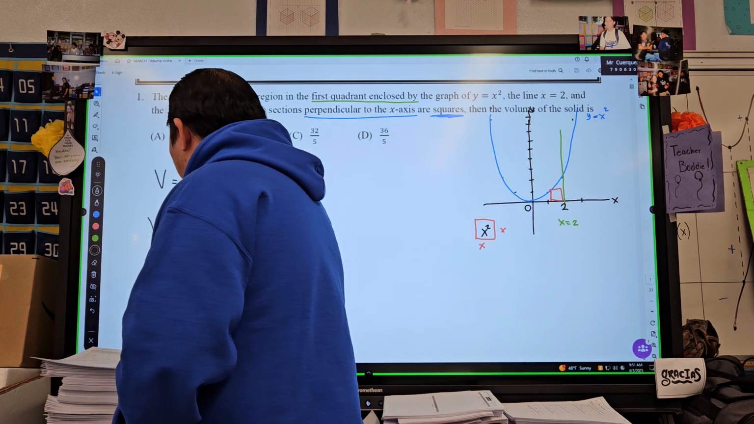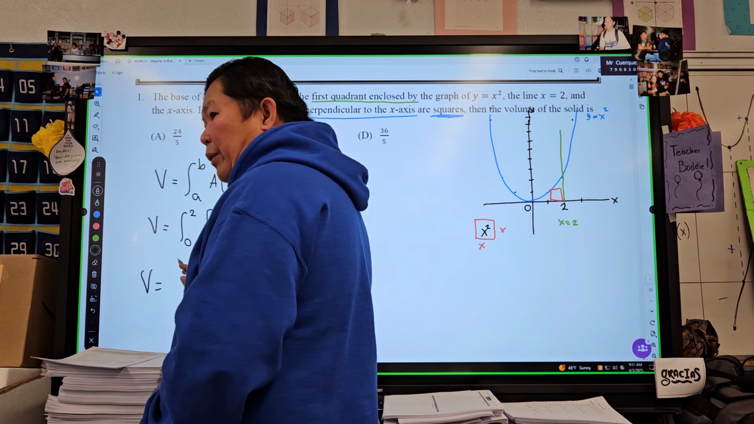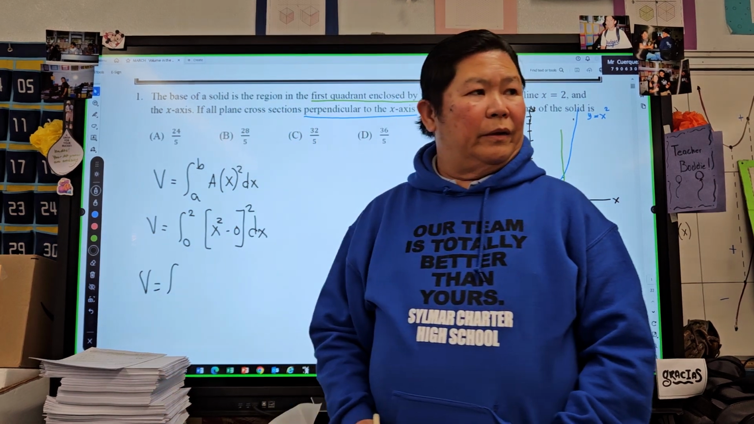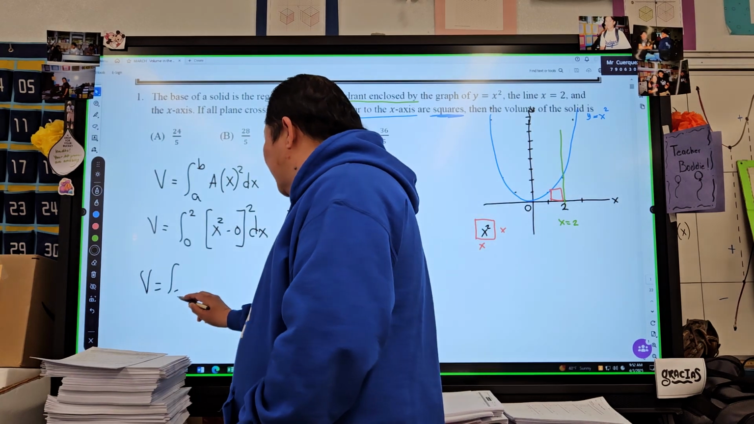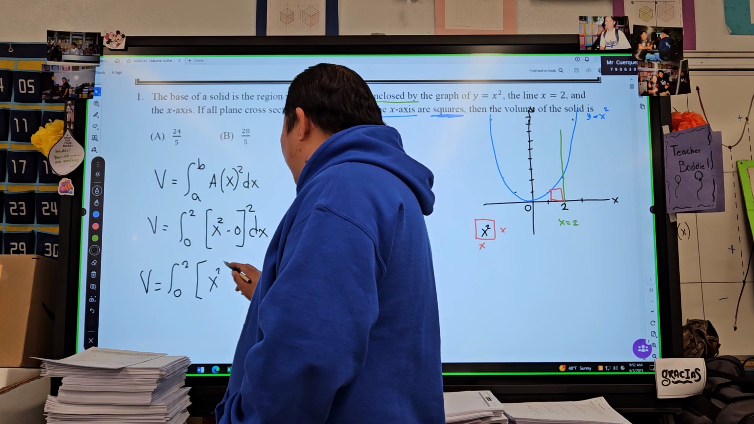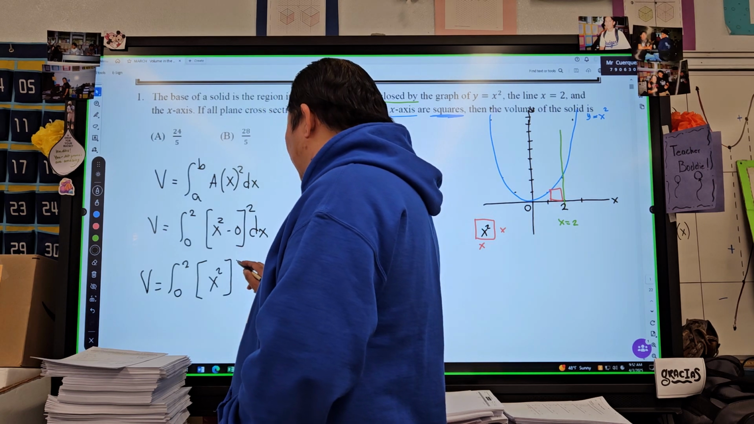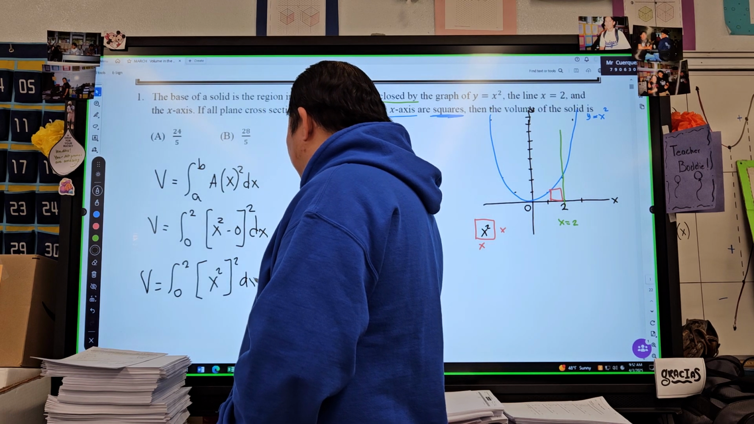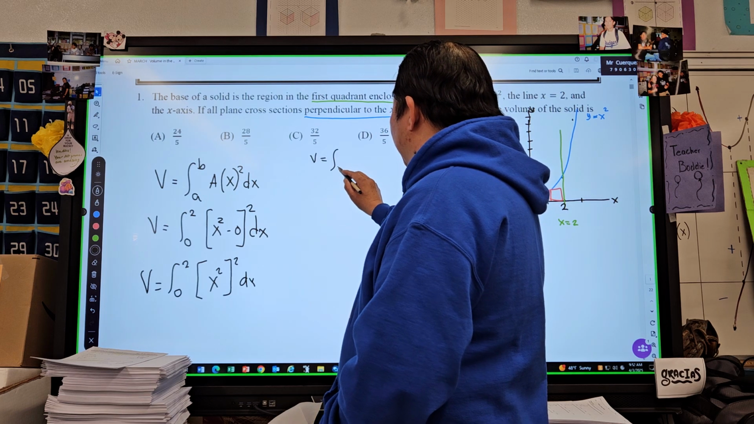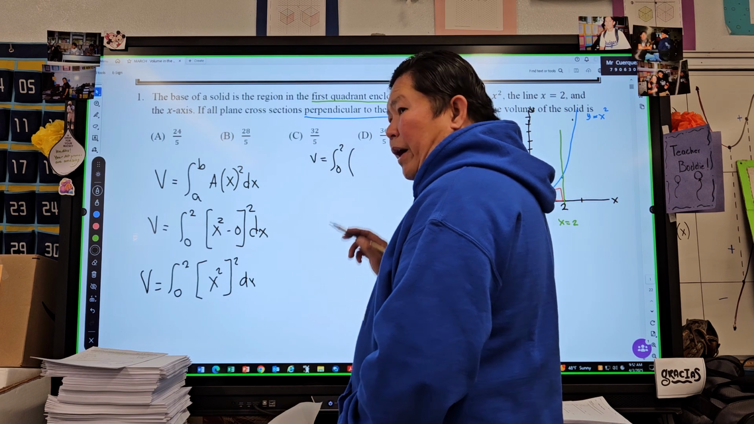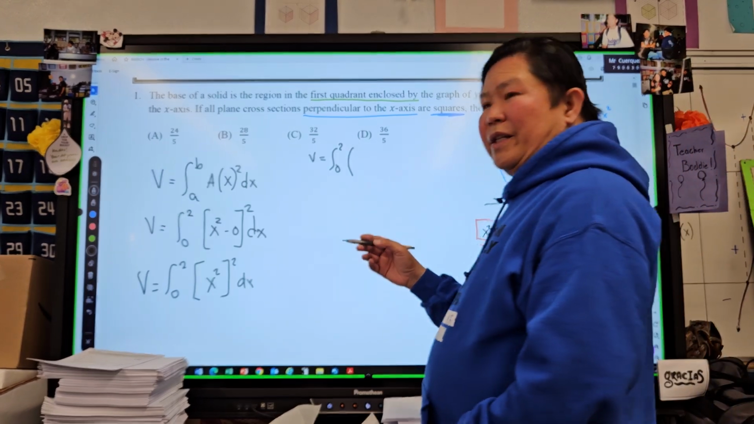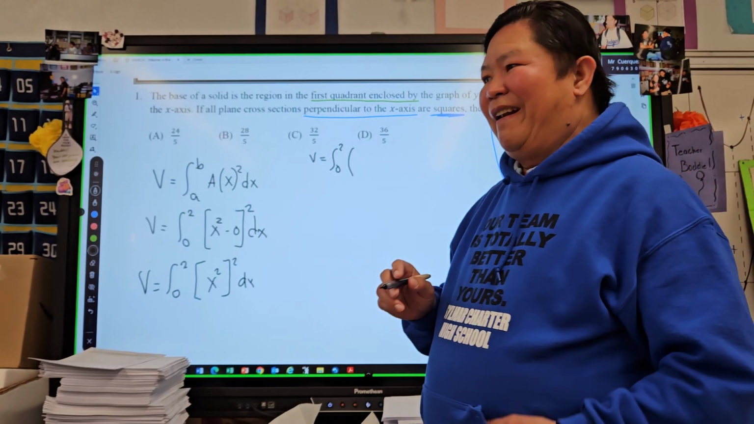So it means volume is equal to, can we simplify this first before we do antiderivative? Okay, we have from 0 to 2, and you have x squared, squared. Okay, and then dx. Or we simply have volume is equal to the integral from 0 to 2 of x to the power of 4. Okay, so this is, yes, Miss Mosley?